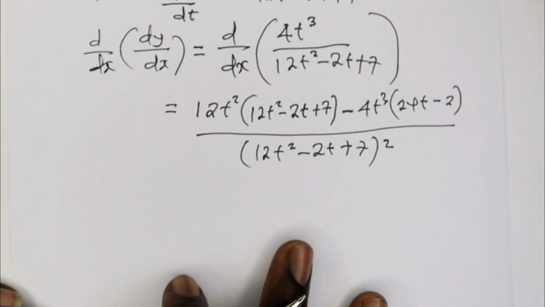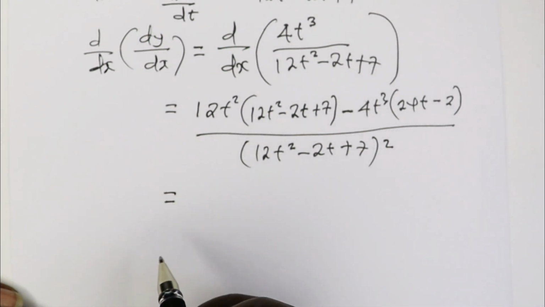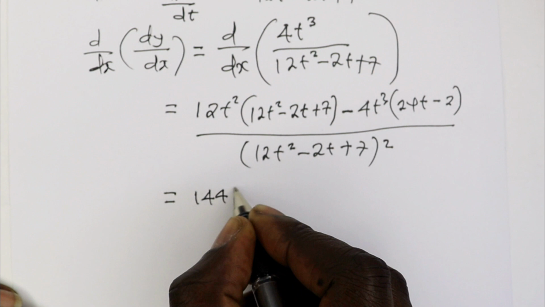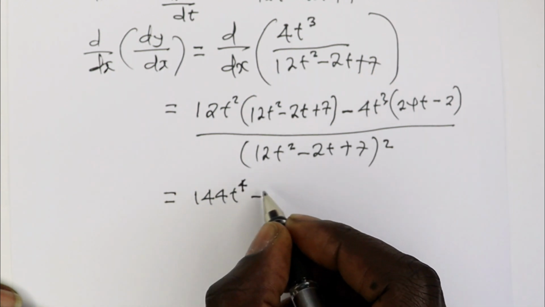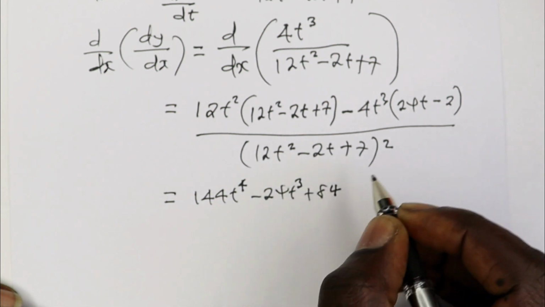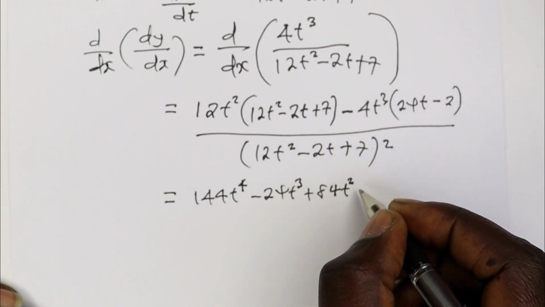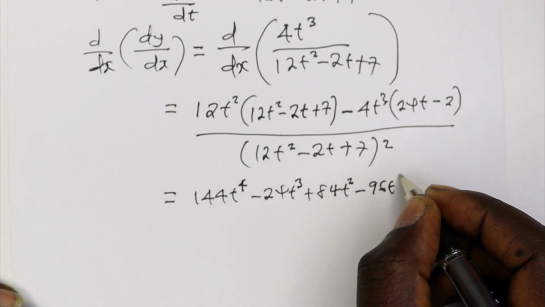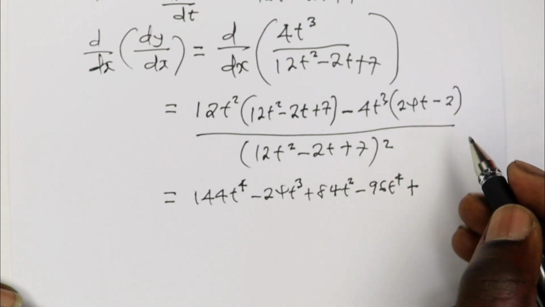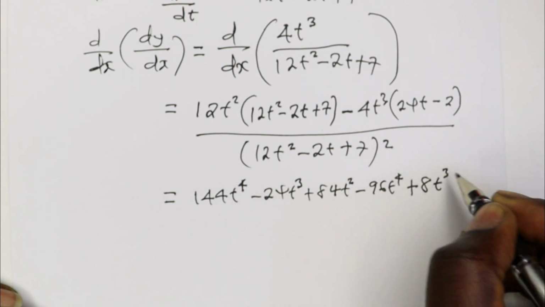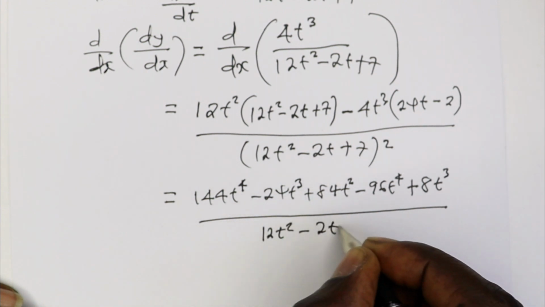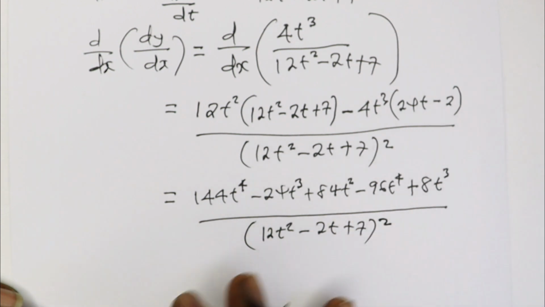So let us simplify this. So we can open up that bracket so that we have 12 times that, which is 144t raised to the power 4 minus 24t cubed plus 84t squared, minus 96t raised to the power 4. That will be plus that times that, which is 8t cubed, and that is over 12t squared minus 2t plus 7 squared.